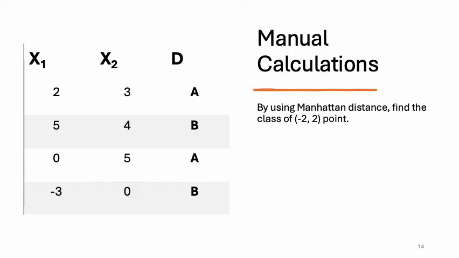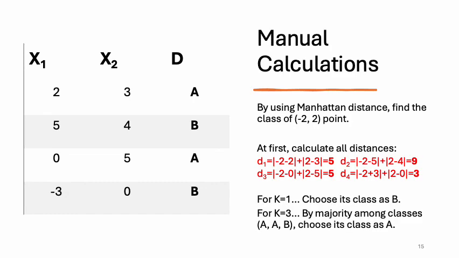A dataset containing 4 examples, 2 features and 2 classes appears on the screen. Using this dataset, we will predict which class the point -2, 2, whose class is unknown, may belong to. At this point, you can pause the video and try to solve the question. You can then continue to see the steps and the result.